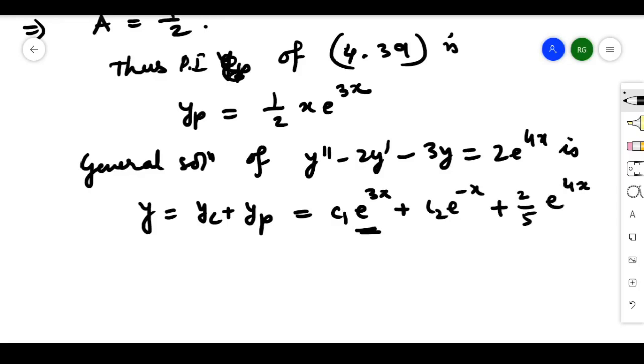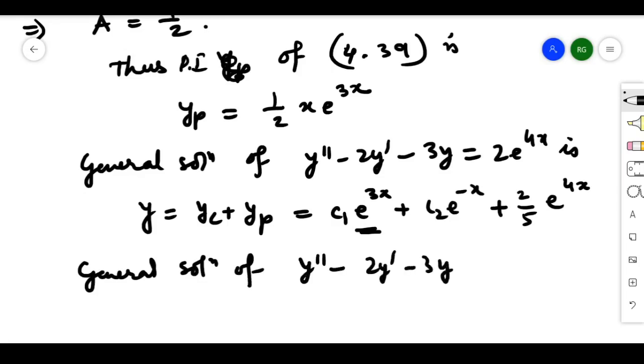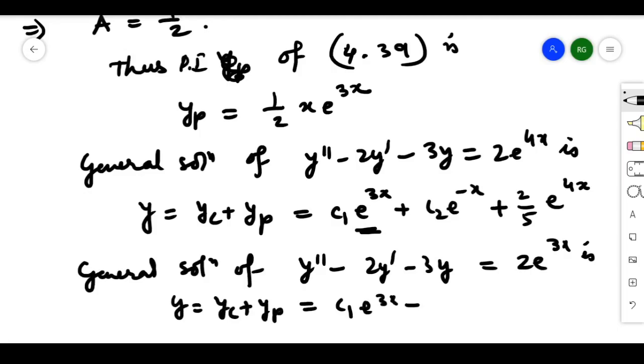And the general solution of y double prime minus 2y prime minus 3y is equal to 2 e to the power 3x is y equal to yc plus yp, which is c1 e to the power 3x plus c2 e to the power minus x plus a multiple of x e to the power 3x. The complementary functions of both the two equations are the same, but the particular integrals are different. And here c1 and c2 are arbitrary constants. So this way we can solve a non-homogeneous equation.